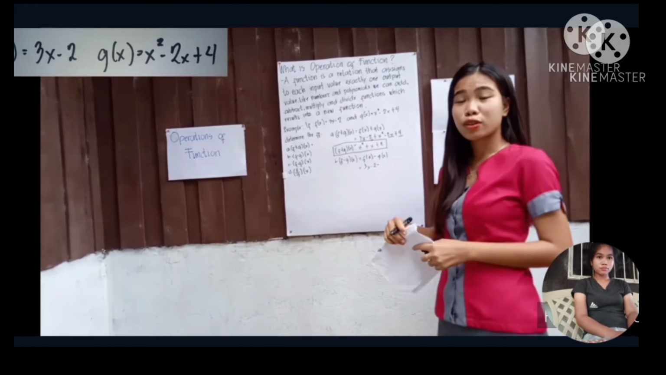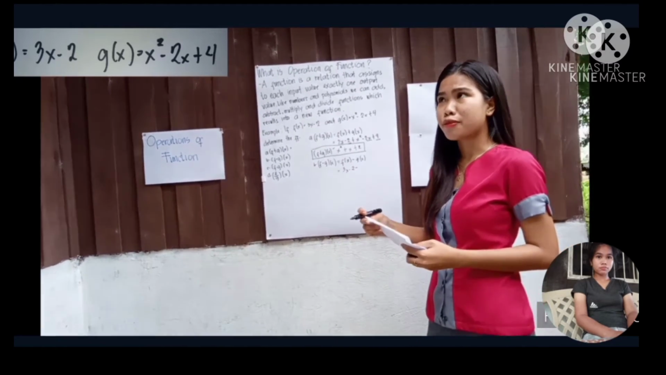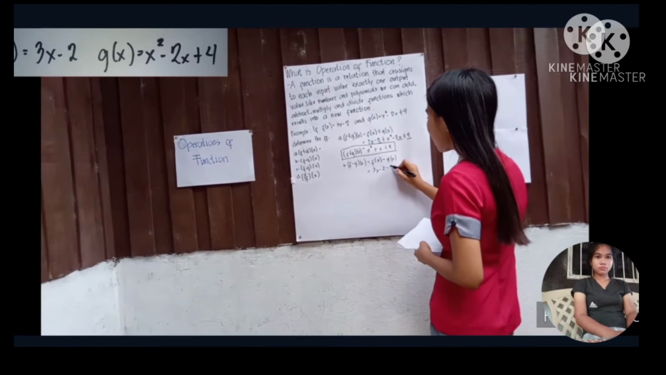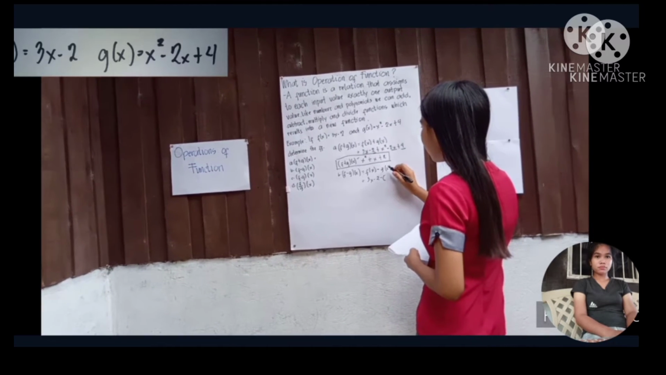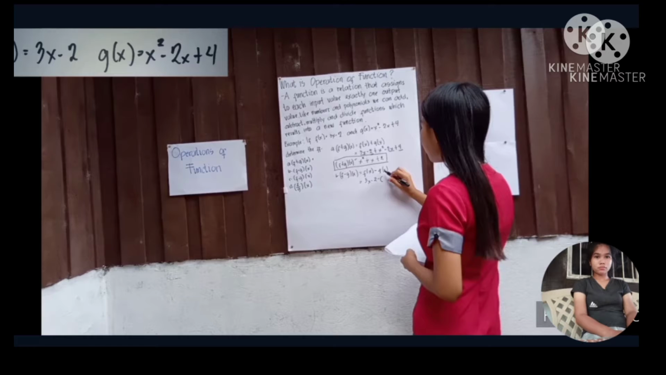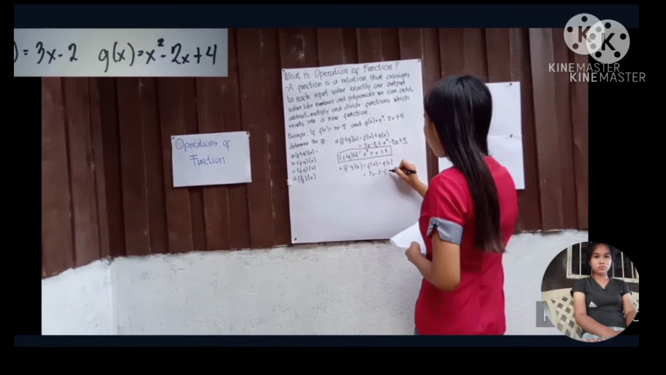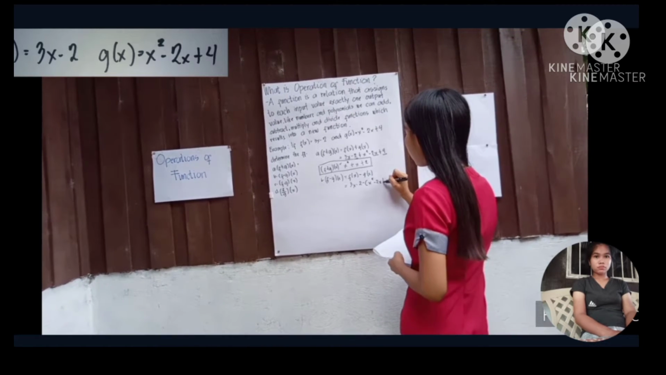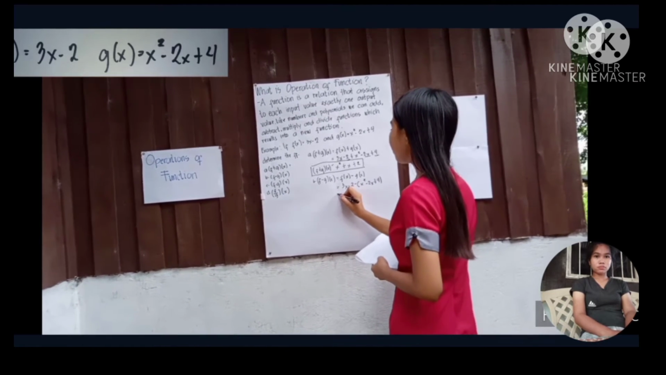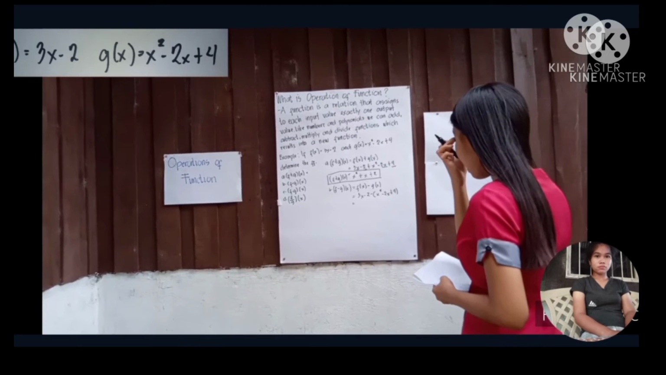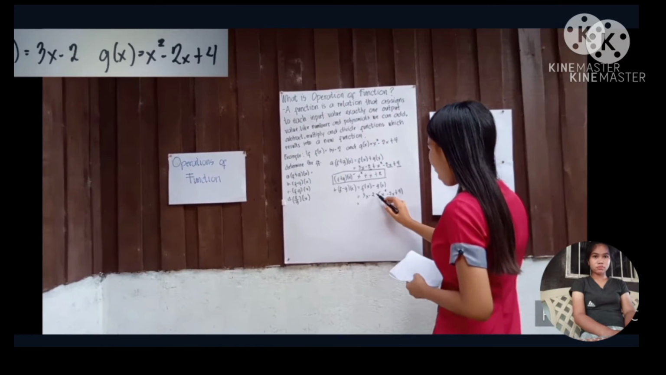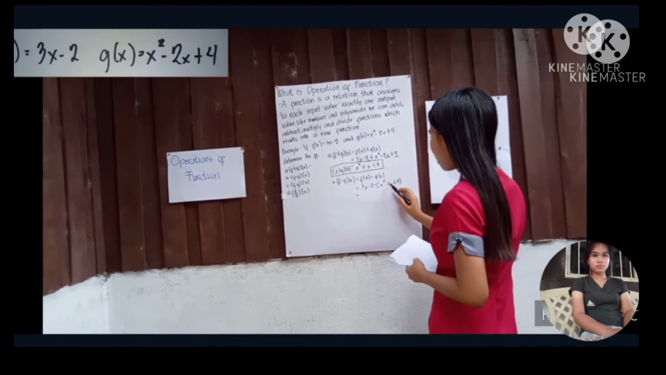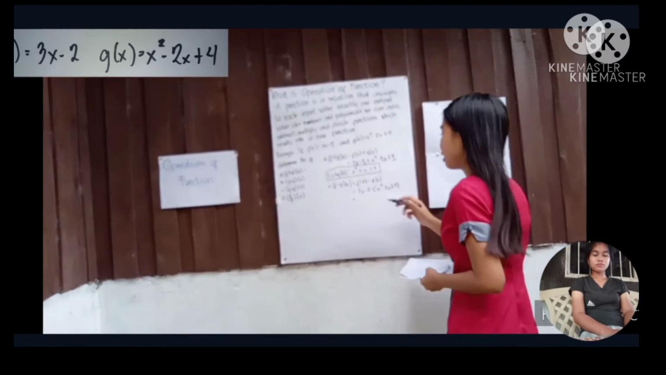we apply the array of factoring, which is multiplication. So we need parentheses. The value of g of x is x squared minus 2x plus 4. The next step is to multiply the negative sign to x squared minus 2x plus 4.